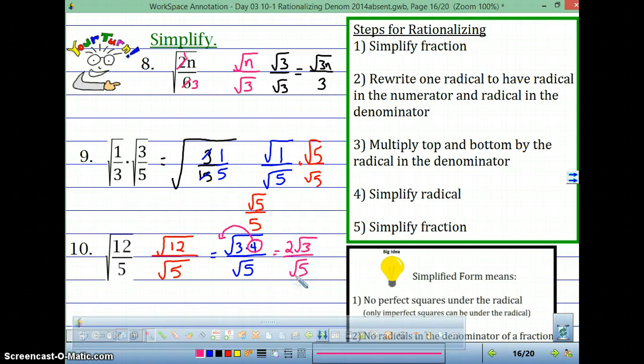Are we done? No. You got to get rid of that root 5 on the bottom, that radical on the bottom. So now we're going to multiply by root 5 over root 5. And we end up with 2 root 15 over 5.